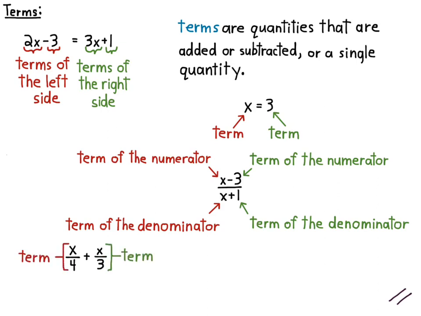In this expression, x over 4 is a term and x over 3 is a term. So that's just so that you remember the difference between a term and a factor.